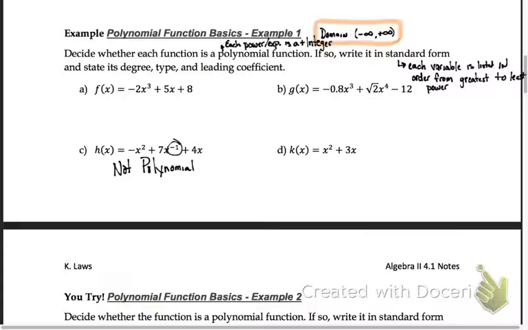The x to the fourth. So this needs to go first. So the sign and whatever the coefficient that I have in front of it is going to go first. So I'm going to have, if I'm going to rewrite this, the square root of 2 x to the fourth minus 0.8x to the third minus 12.